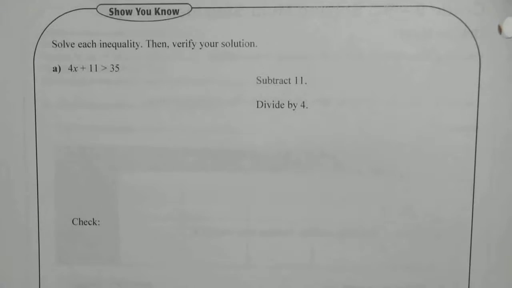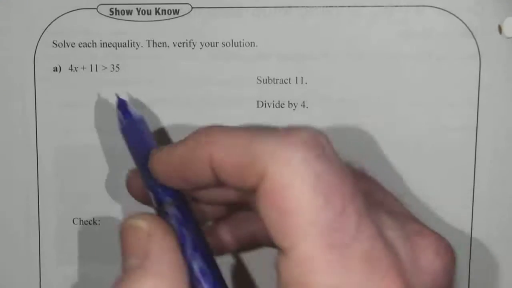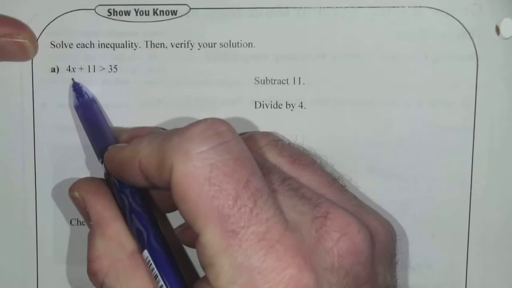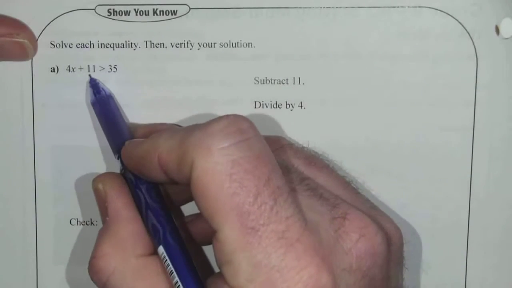Alright, so for this show, we're going to solve the inequalities and then verify our solutions. First one is 4x plus 11 is greater than 35. So I know that I need to isolate the variable, and I'm going to use opposite operations to do just that. So looking at this one on the left-hand side, I need to get rid of this plus 11.